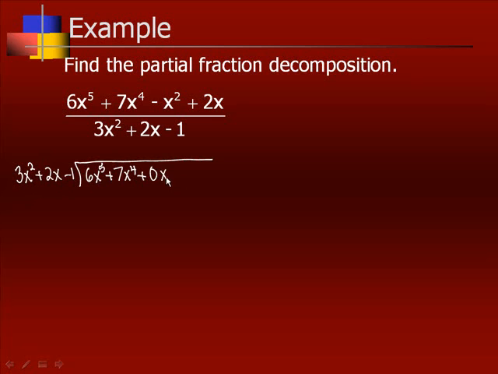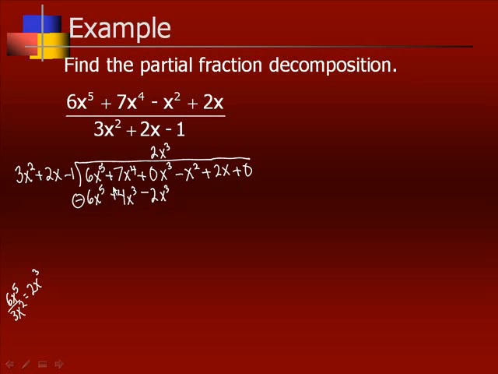Let's go ahead and fill in our missing powers. Plus 0x to the 3rd minus x squared plus 2x plus 0. Divide first terms, so we've got 6x to the 5th divided by 3x squared, which is 2x to the 3rd. So I'm going to bring that up. Now when we multiply, 2x to the 3rd times negative 1 is negative 2x to the 3rd. 2x to the 3rd times 2x would be plus 4x to the 3rd. 2x to the 3rd times 3x squared would be 6x to the 5th.